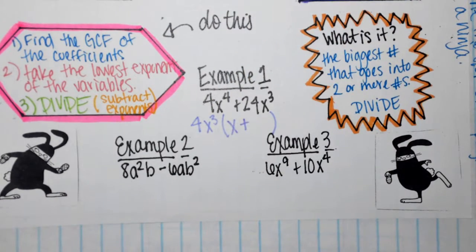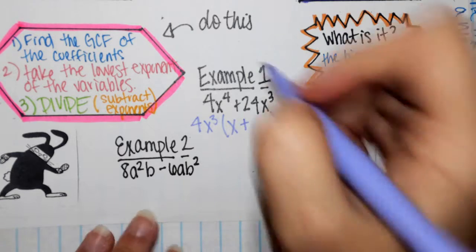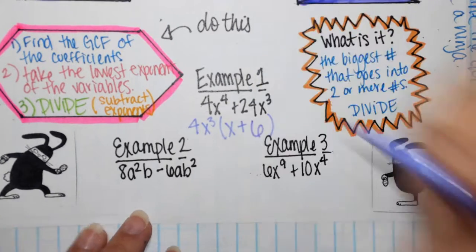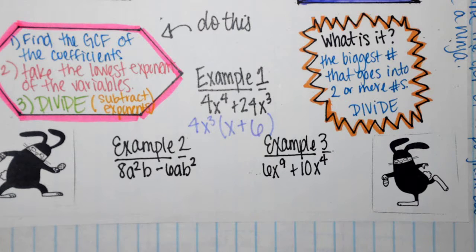Plus, and why do I write a plus? Because it's positive, right? And this is plus in the problem. Alright, now we do 24 divided by 4, and we get, and then 3 minus 3 is, so we don't have an x there. It's 0. That's all you do.